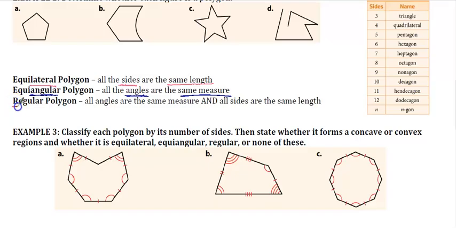Then we have a regular polygon. And you're like, well, that doesn't say equal anything. But it's super important for you to realize if you're reading and it tells you something is a regular polygon, all the angles are the same and all the sides are the same.